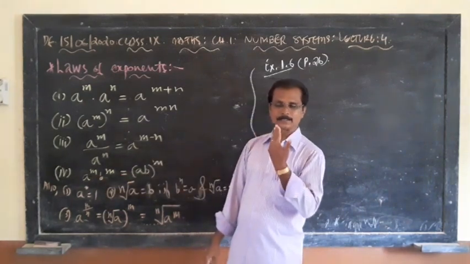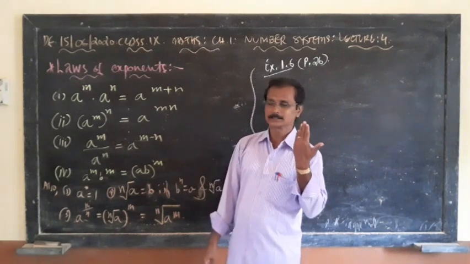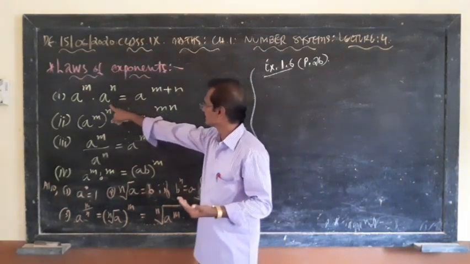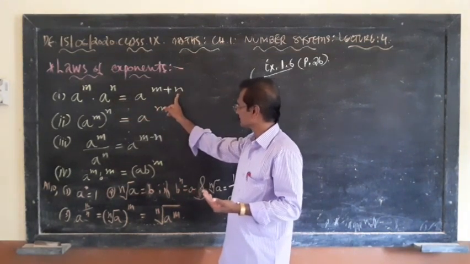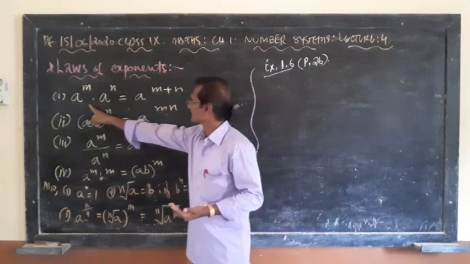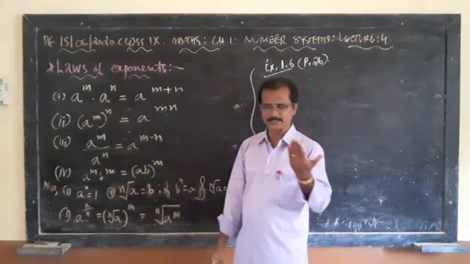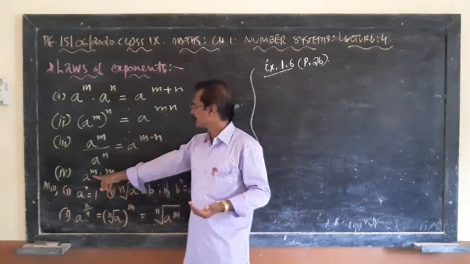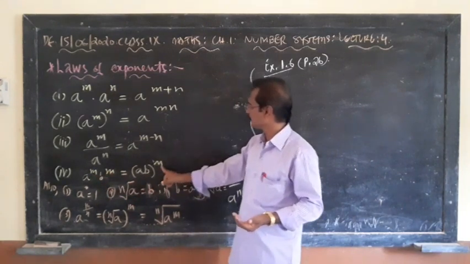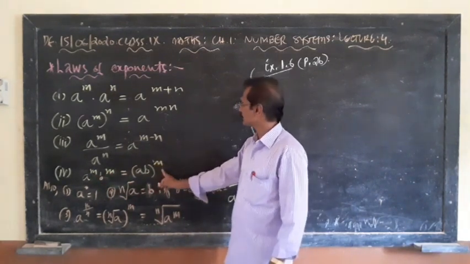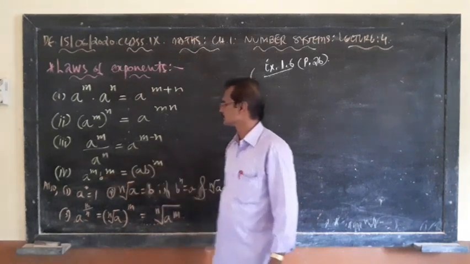Both sides are there, LHS and RHS. You can split a raised to m plus n into a raised to m into a raised to n also. And here also, a raised to m into b raised to m equal to ab the whole raised to m, or ab the whole raised to m equal to a raised to m into b raised to m.